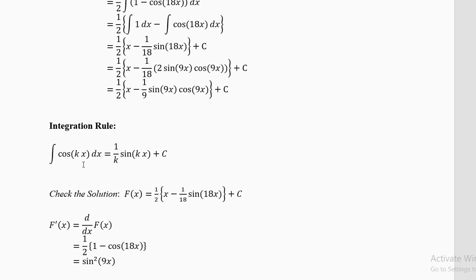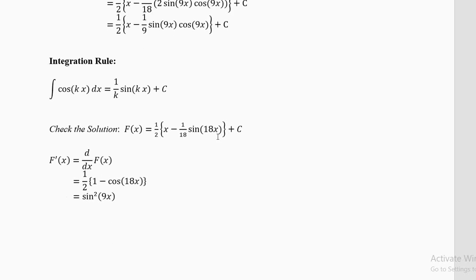And what rule did we use? Integration of cosine is plus sine divided by the argument, the number in the argument, and it is 18 in this question. It can be different in other questions.